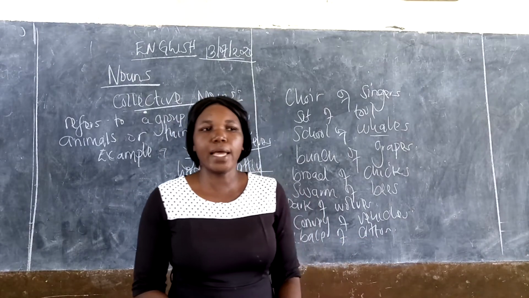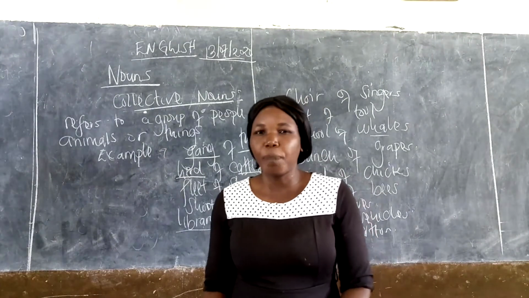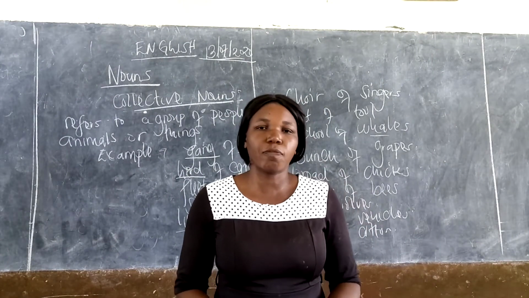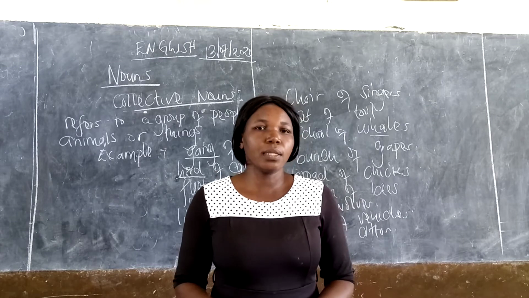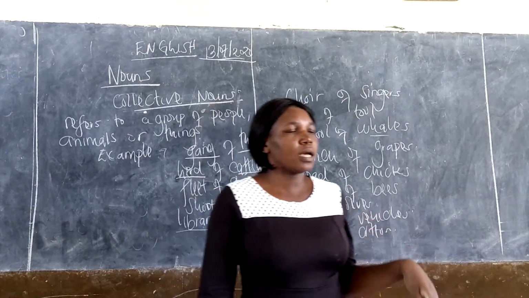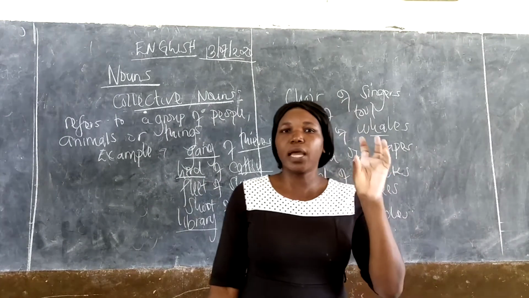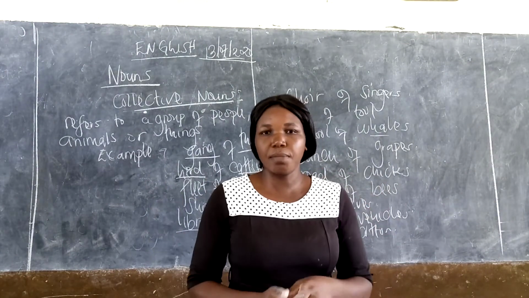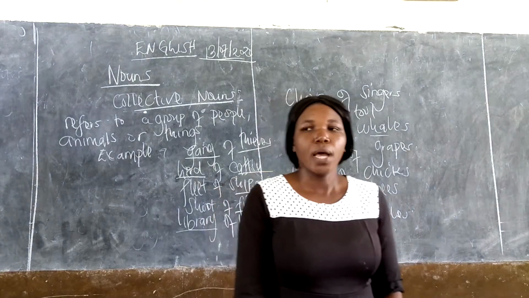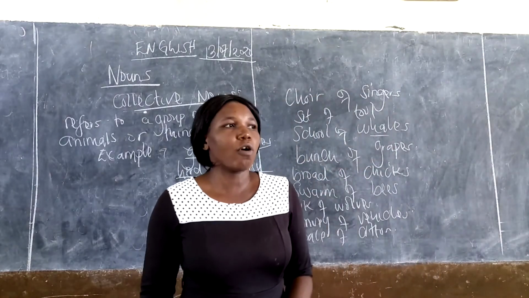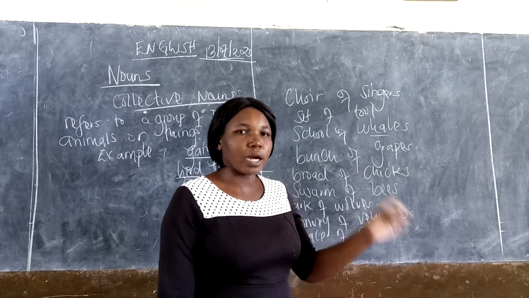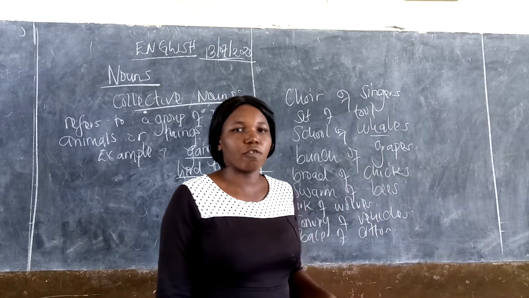A group of things like a class of pupils. When you are all sitting in a class, it is known as a class of pupils because we are very many in that class. When you go to the teachers, we usually say a staff of teachers, because there are very many teachers in that staff room. A group of people together is known as a crowd of people.